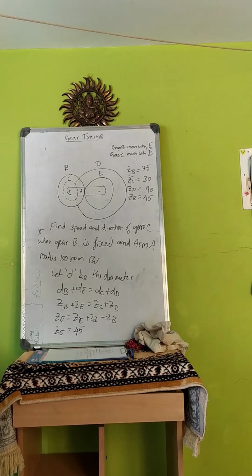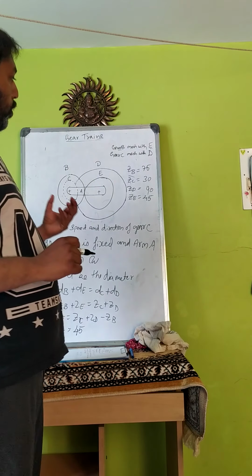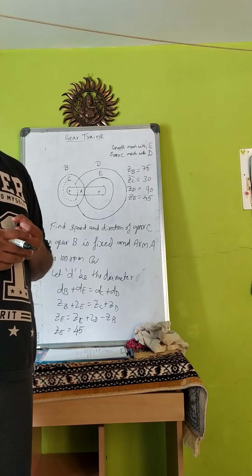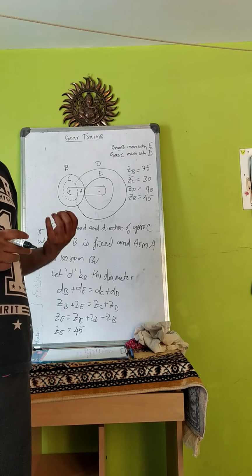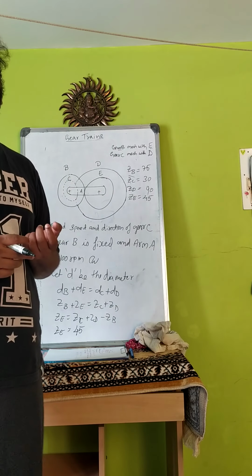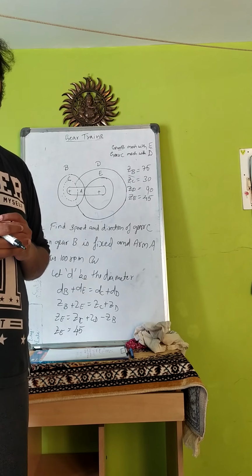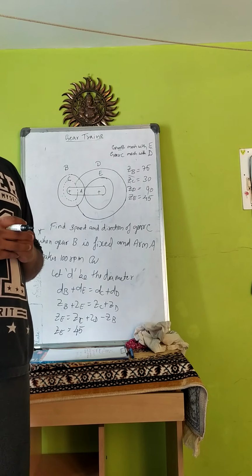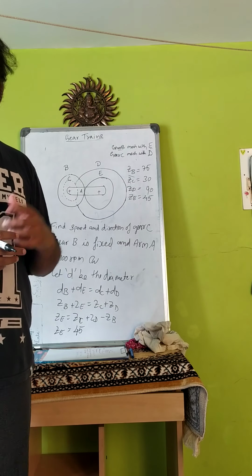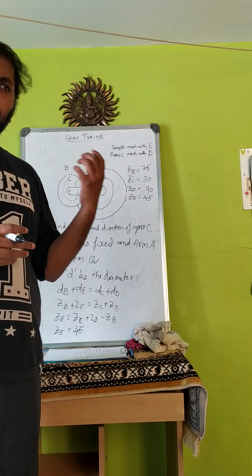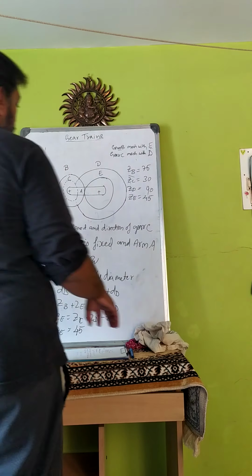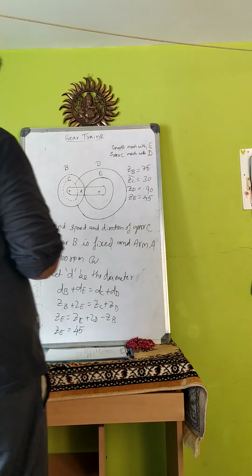As I told you earlier, we have two methods to determine the velocity ratios in epicyclic gear train problems. One method is known as the tabular method, and the other is the algebraic method. We are not going to use the algebraic method; we will go for the tabular method to find the velocity ratio. So we'll write the table.